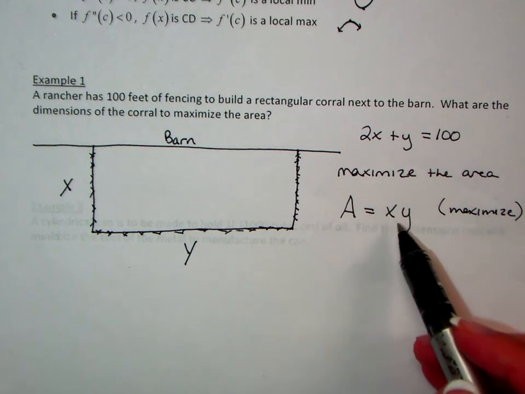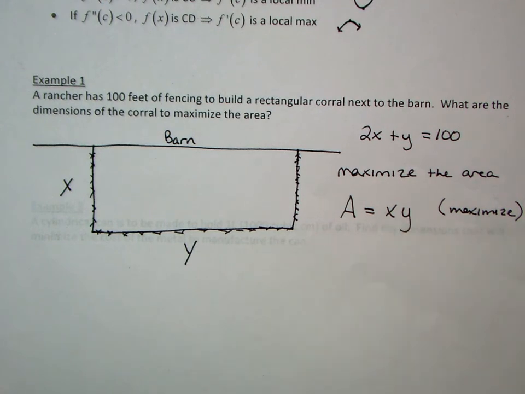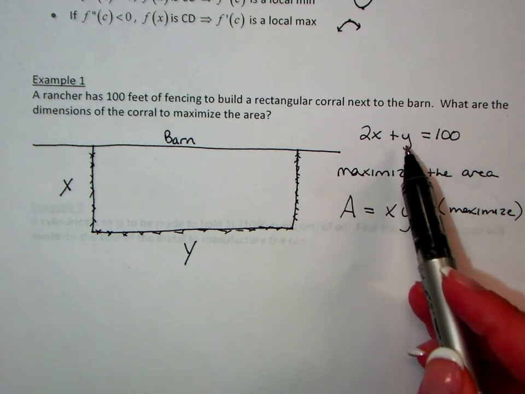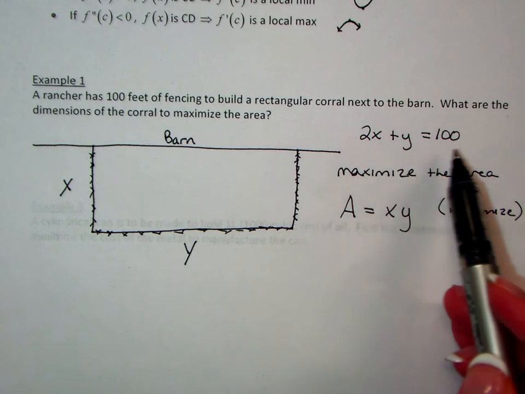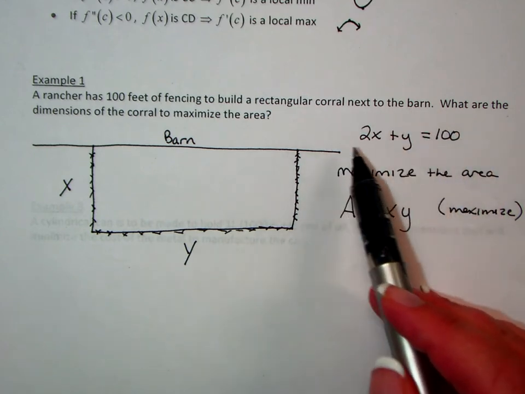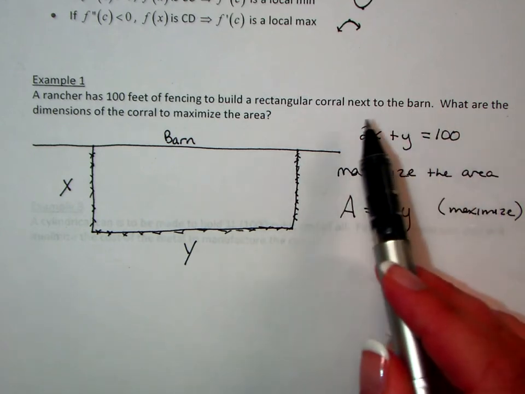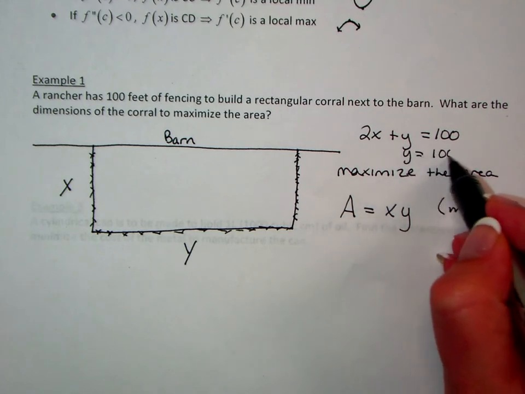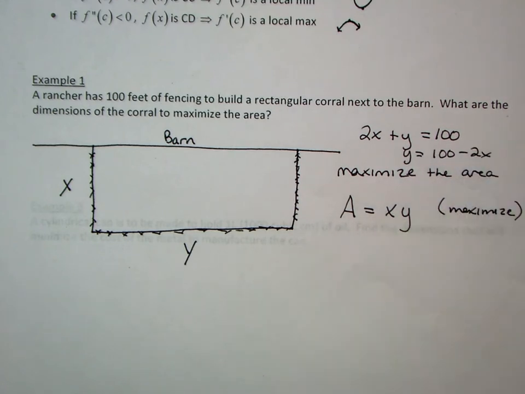So we want to get rid of one of these. So how do we do that? You're going to look at your given information. Were we given another equation somewhere that would allow us to substitute for x or y? Yes, we were. So if we take this amount of fencing, it looks like it's easiest to solve for y. So if I solve for y, I get y is 100 minus 2x.